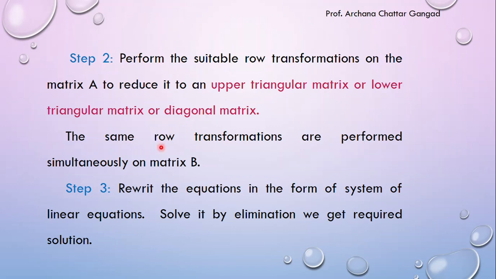The same row transformations should be performed simultaneously on the right hand side matrix, which is the B matrix. This is our second step. Now the third step is, after solving it, rewrite the equations in the form of a system of linear equations and solve by elimination. We get the required solution. It means we get the values of x, y and z here. I hope you understand the steps to solve the system of linear equations. Three steps are there.